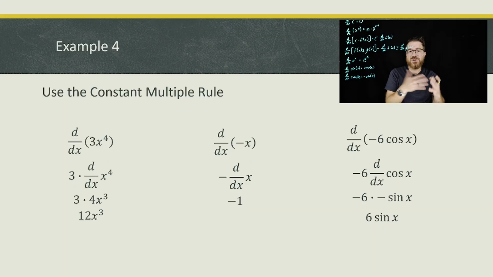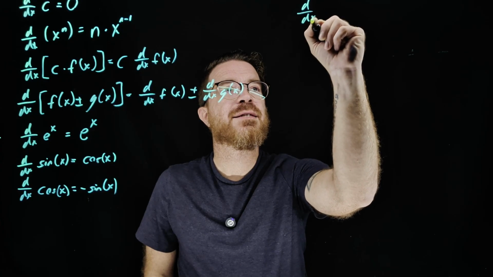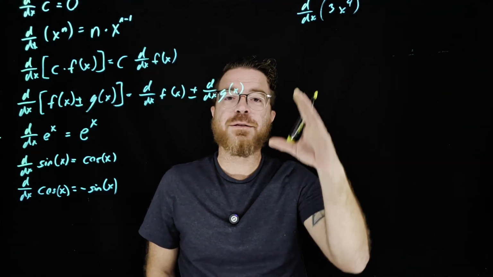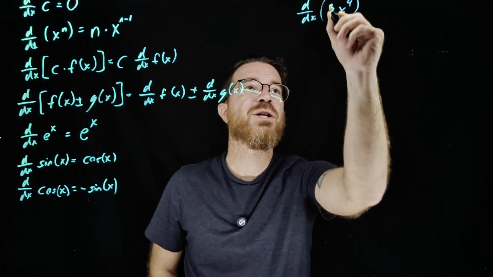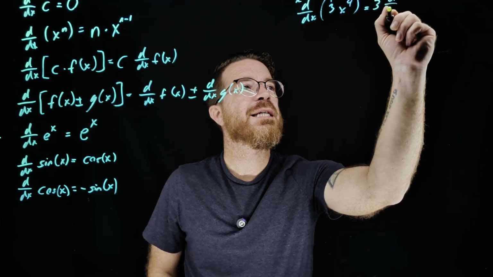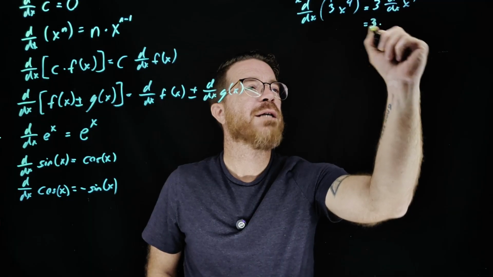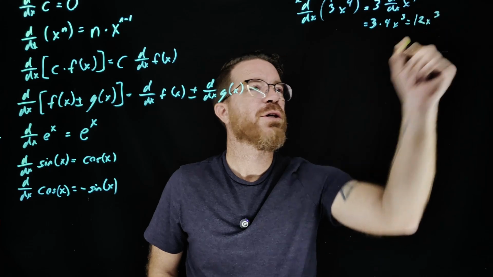So now that we've looked at some examples of using our power rule, let's look at some examples using our constant multiplication rule, which is this rule right here. So let's say that we had d/dx of 3x to the 4th power. If I wanted to take the derivative of this, based on our constant times a function rule, we can pull that 3 out. So this is going to be equal to 3 d/dx of x to the 4th power. So this will be 3 times 4x cubed, which is going to give me 12x cubed.